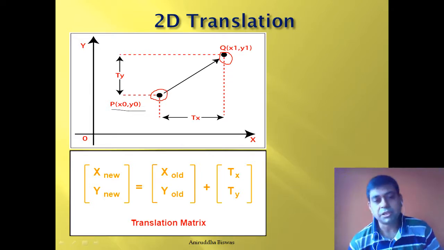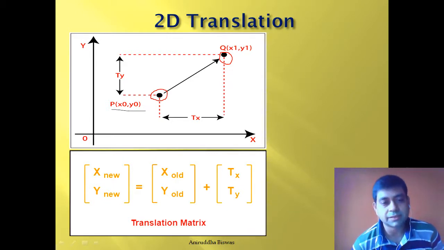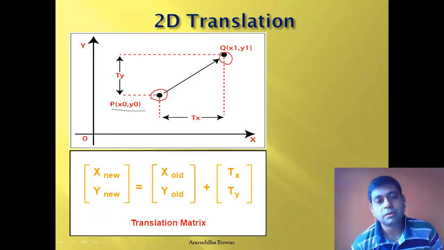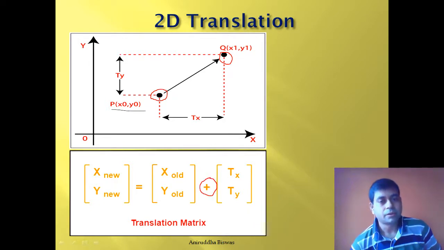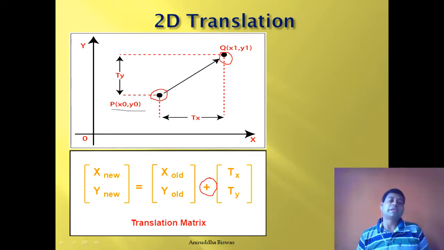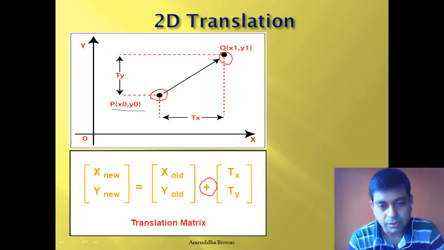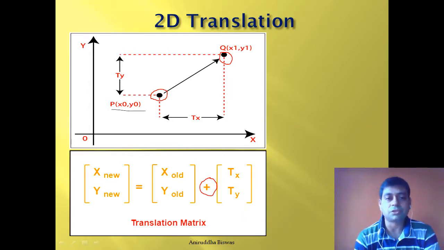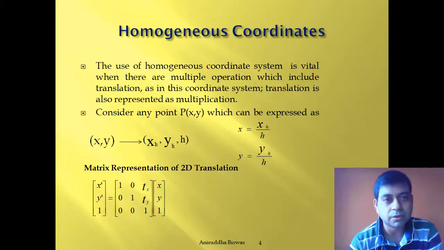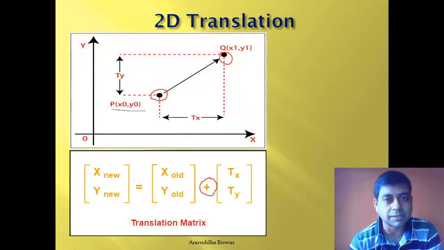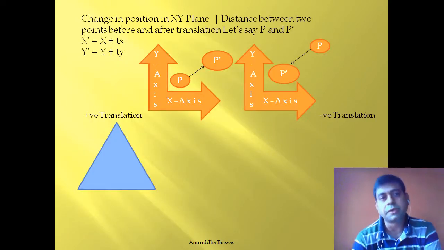And the translation matrix will look like this. x new will be x plus tx, and y new will be y plus ty. If we add this tx and ty, it is a plus over here. Instead of plus, this translation can also be represented in a matrix multiplication form that we already came to know in this particular homogeneous coordinate system. So we will again discuss the same thing here, right?